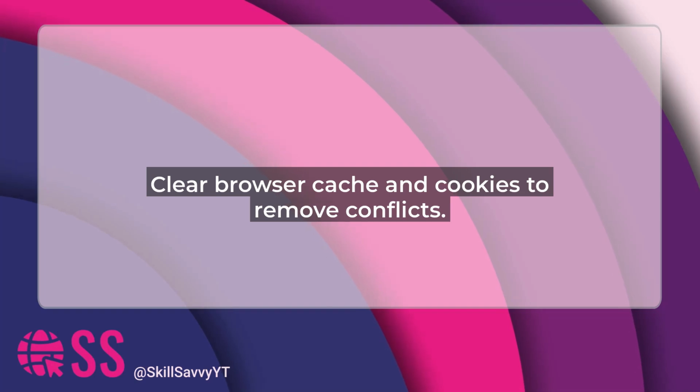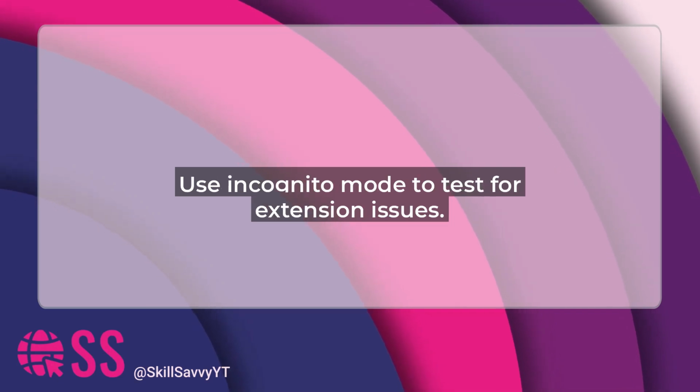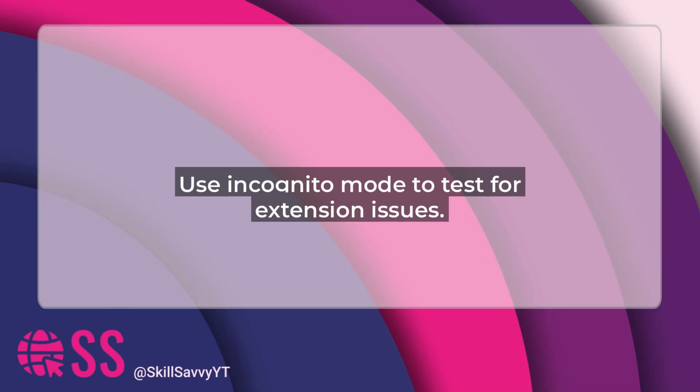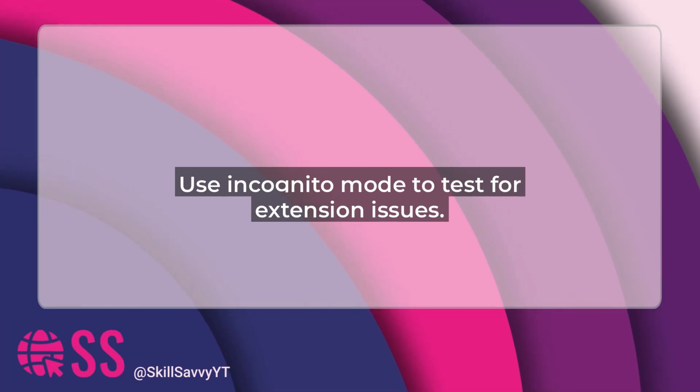Next, clear your browser's cache and cookies, as these can cause conflicts. In Chrome, for example, go to Settings, Privacy and Security, clear browsing data, and select cached images and files. This step often resolves temporary glitches. Another quick fix is to open an incognito window, press Ctrl+Shift+N in Chrome, and try accessing Google Drive there.